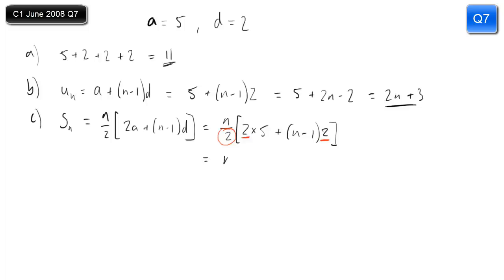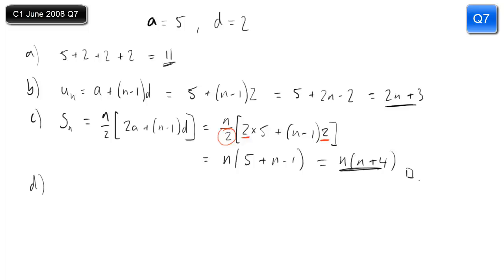So they can all just go, so we're left with n brackets 5 plus n minus 1. And 5 plus n minus 1 is 4 plus n, also known as n plus 4. So n brackets n plus 4 as required.